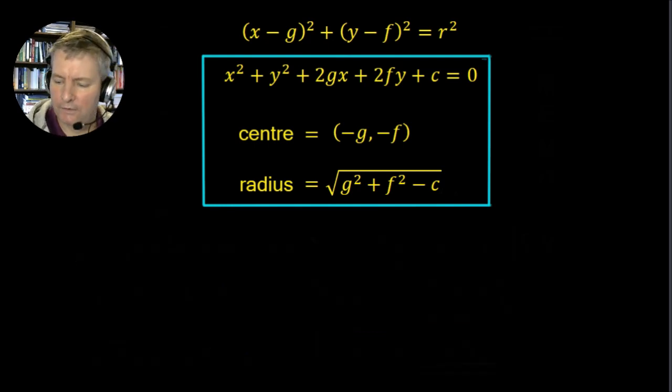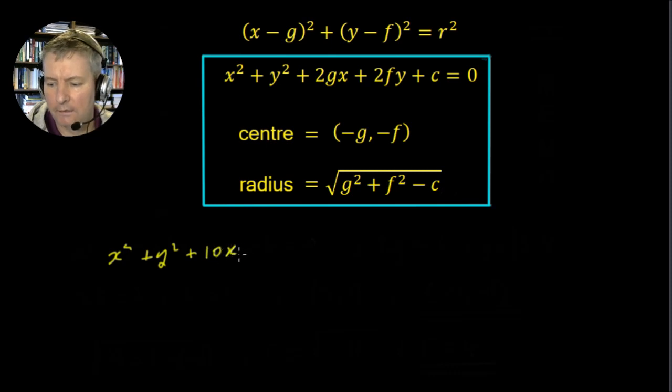So let's look at this example here. Let's say you were given the equation of the circle as x² + y² + 10x − 8y − 8 = 0. So again, you look for the coefficient of x.